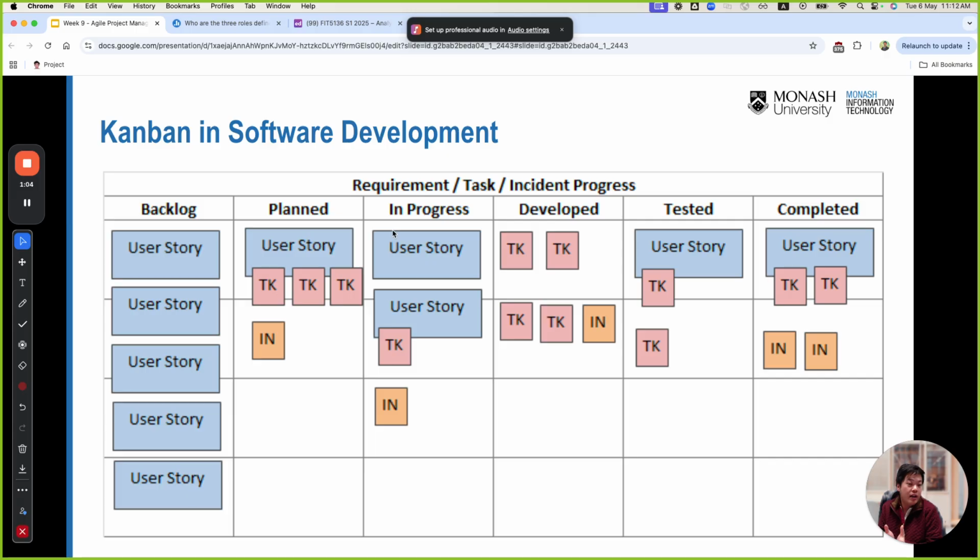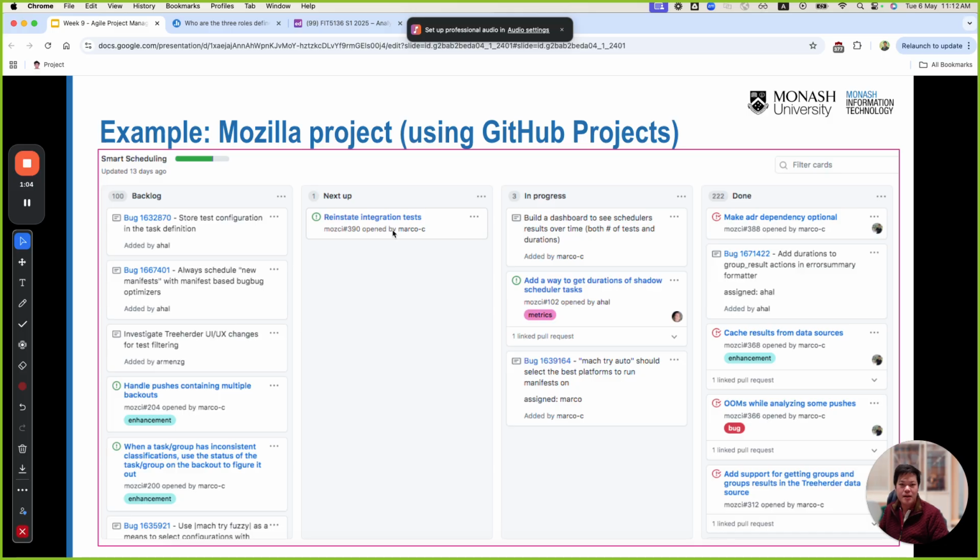Okay, we are working on it, we are developing it, and someone has to test it and move it to complete, that kind of thing. That's the Kanban in software development. This is an example of a Kanban board that is used in the Mozilla project as well. GitHub also provides the features of a Kanban board.